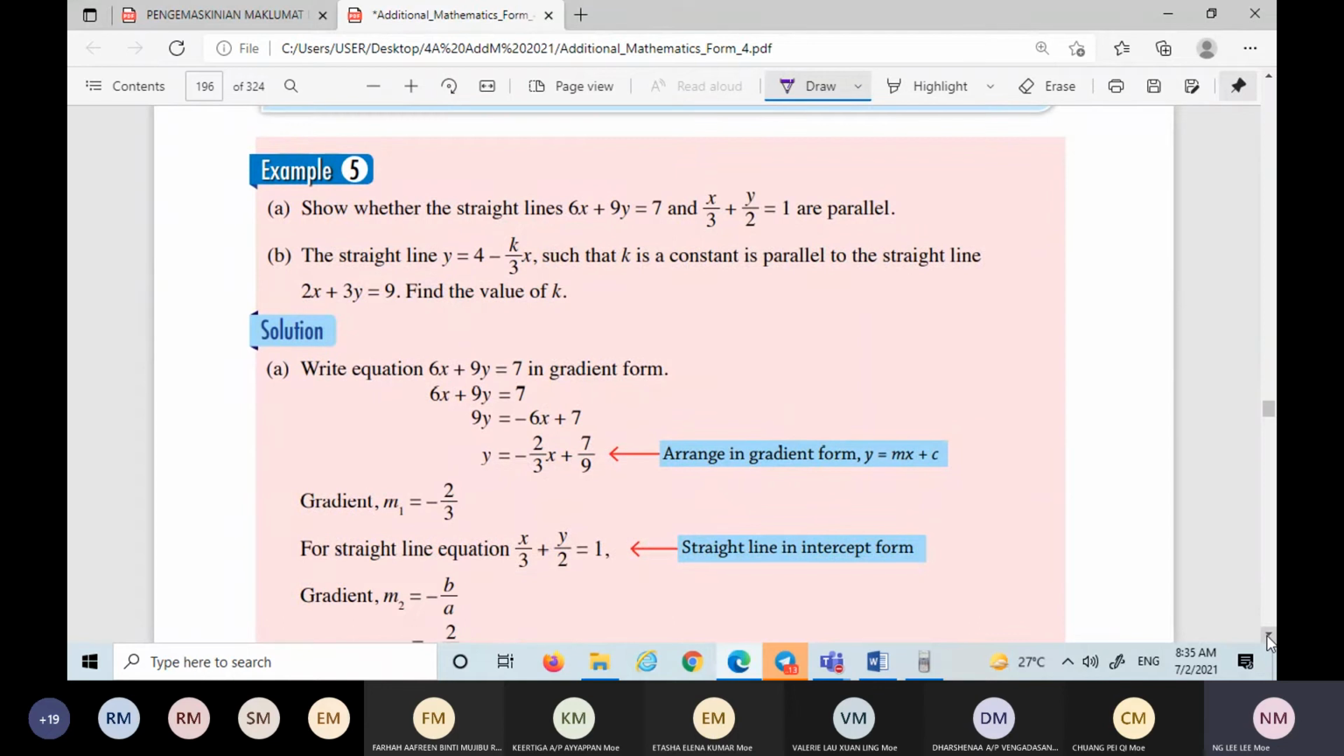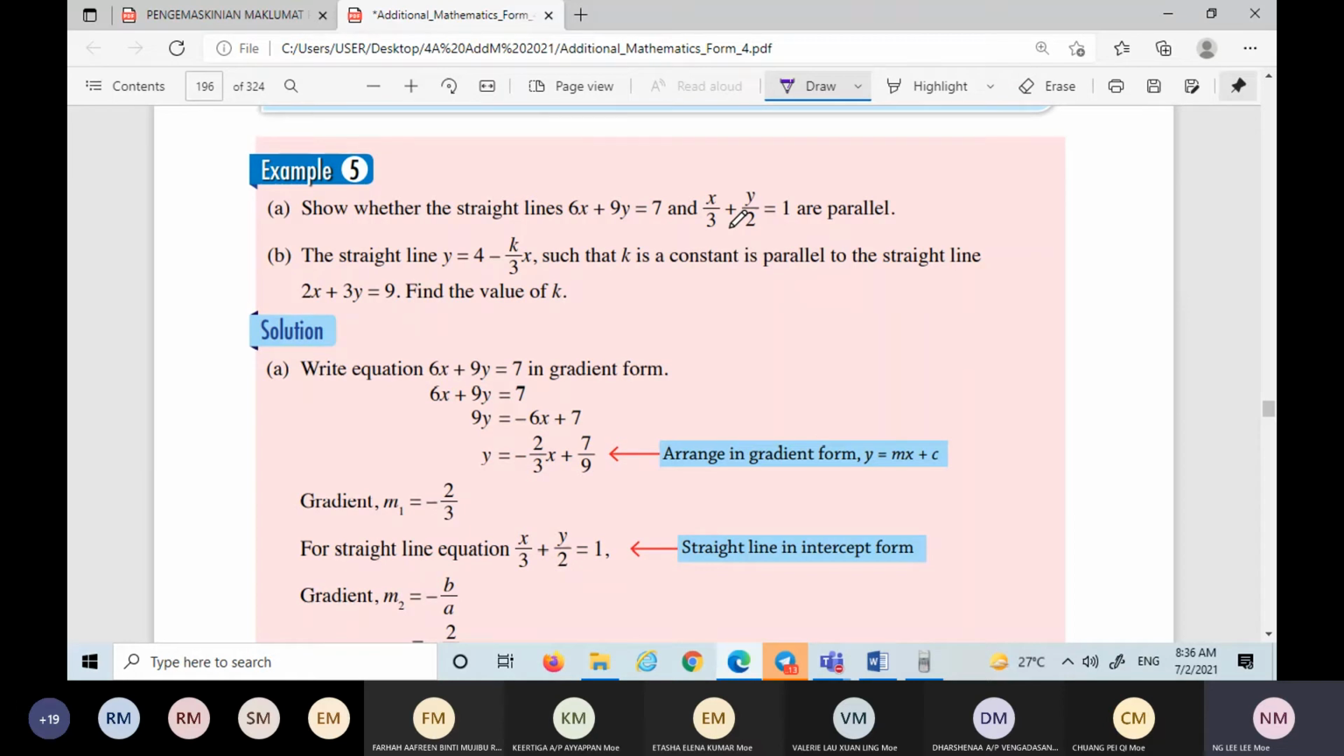Now we want to see how we apply these two into questions. Look at example 5. Show whether these straight lines are parallel or not. You have to show their gradients are the same. If the gradients are the same, then they are parallel. This is what we learned just now. So I need to find their gradients. You just need to rearrange them into gradient form, which is y equals mx plus c. Then you will get the gradient.